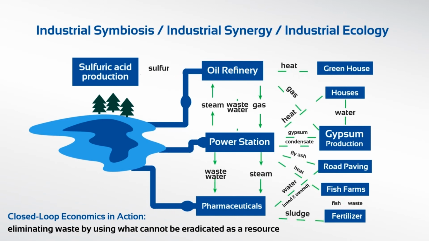Industrial parks such as Kalundborg in Denmark have been taking advantage of this concept for years in a huge display of resource life extension called industrial symbiosis or synergy, also known as industrial ecology. Here, each arrow represents an output from one business that is being used as an input by another.